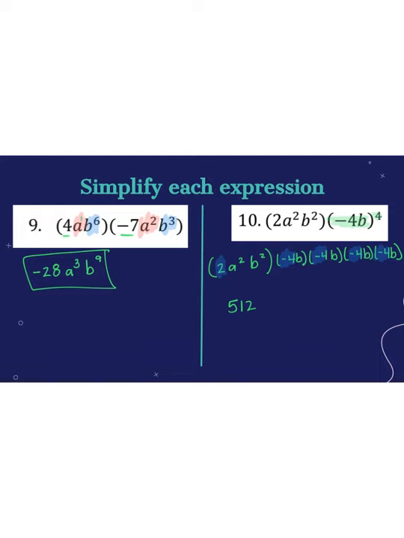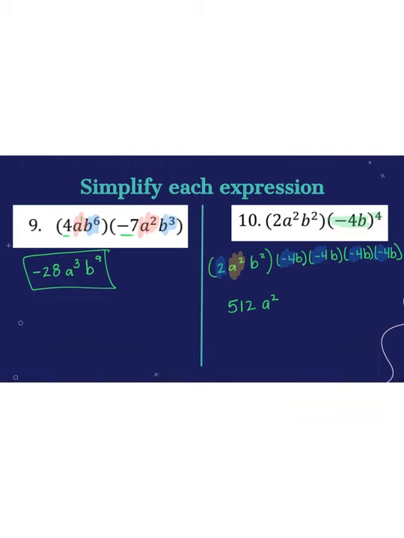And then I'm going to count up my a's. Well, when I look, I only have an a right here. I don't have any other a's in my other set of parentheses. So I just have a to the second. So I'm going to write a to the second.